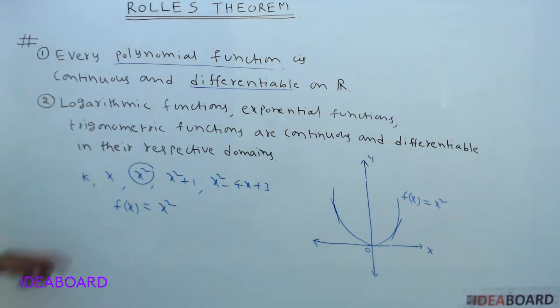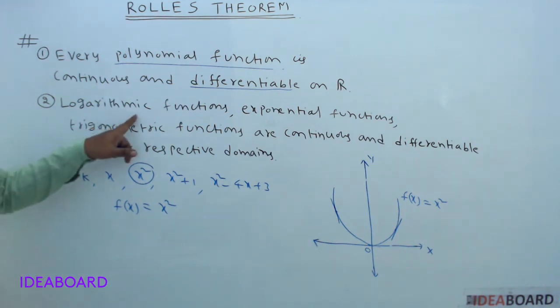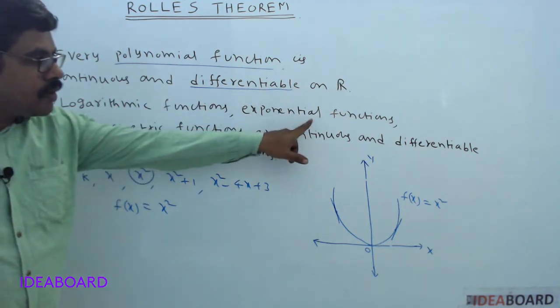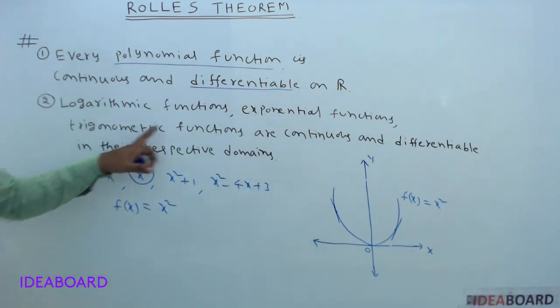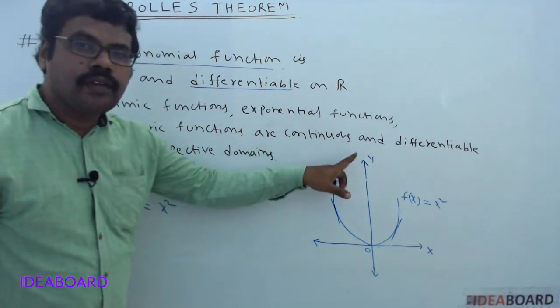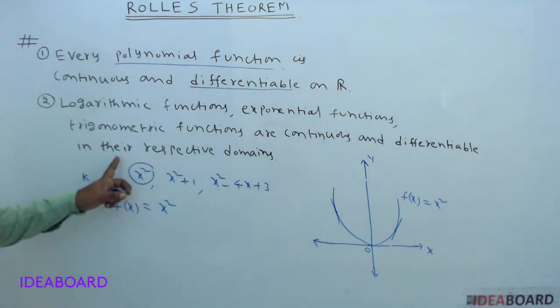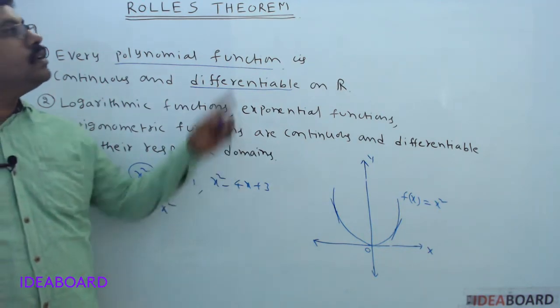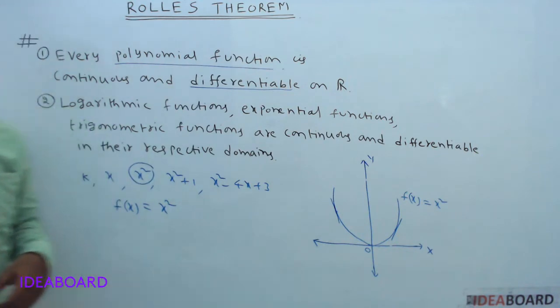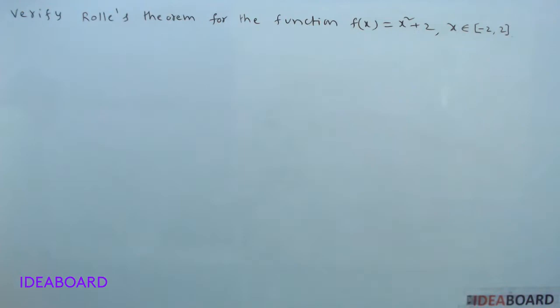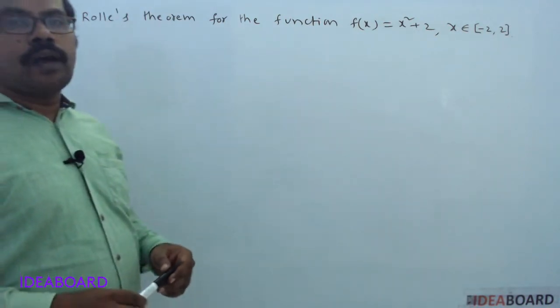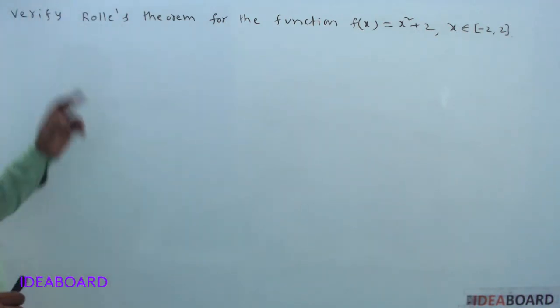Similarly, we can discuss the second point by taking some examples. Now, what is the statement of the second one? Logarithmic functions, exponential functions, and trigonometric functions are continuous and differentiable in their respective domains. Now see some examples based on this Rolle's theorem. Now see the problem on this Rolle's theorem.